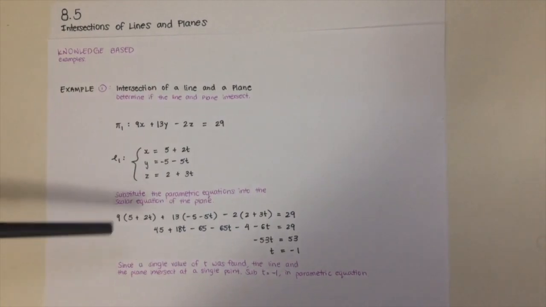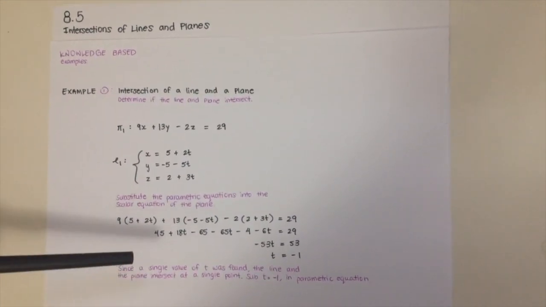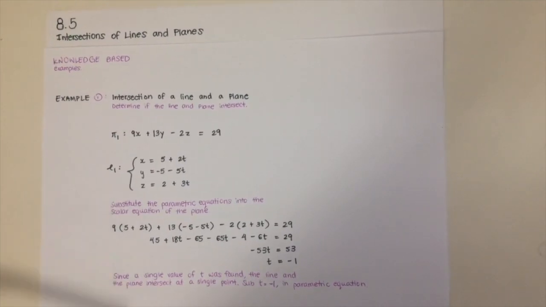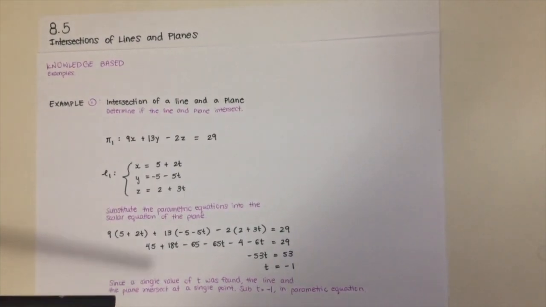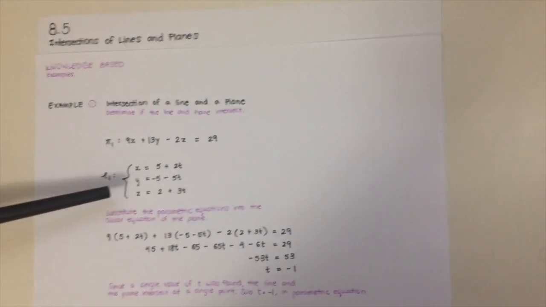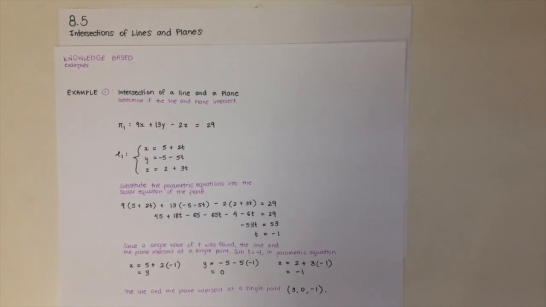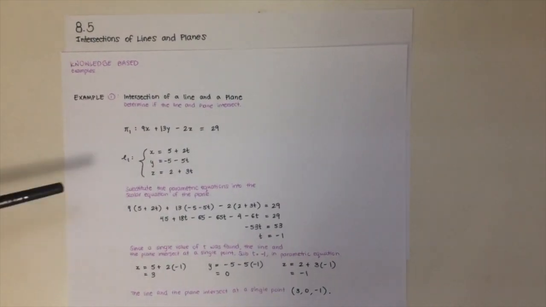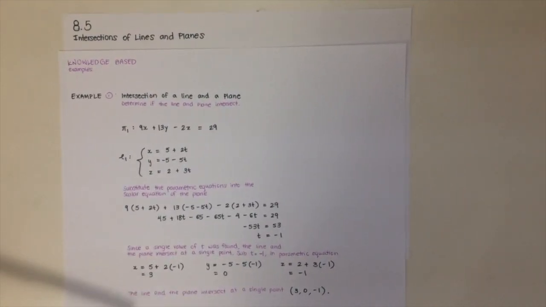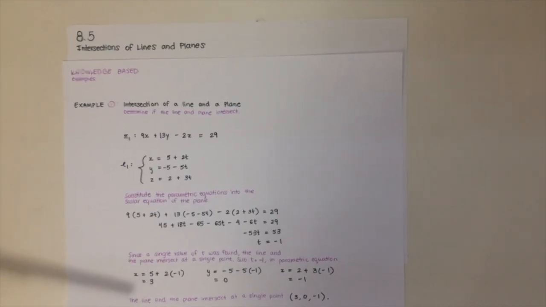When you sub in the parametric equations into the scalar equation of the plane, you get t equals -1. Therefore, you have to find what point they intersect at. So you sub in t equals -1 into the parametric equations to find the single point. After subbing in the value of t, you get a single point where the plane and the line intersect, which is 3, 0, and -1 for x, y, and z.